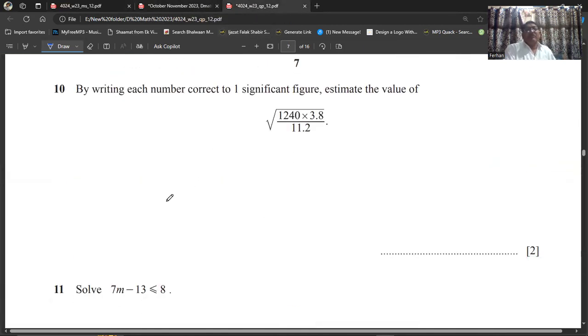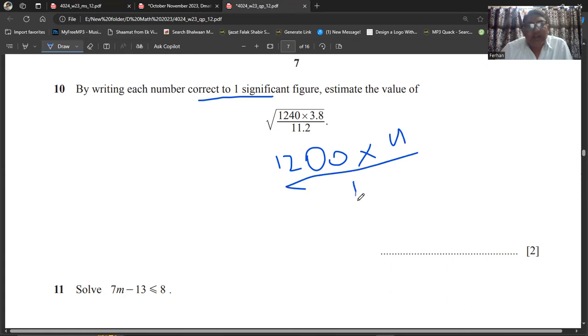Question number 10, by writing each number correct to one significant figure, estimate the value of. So here you have square root of 1240 multiplied by 3.8 divided by 1.11. They have said write it correct to one significant figure. So this will become 1200, and that will become 4, and this will become 10, and we have a square root on it.